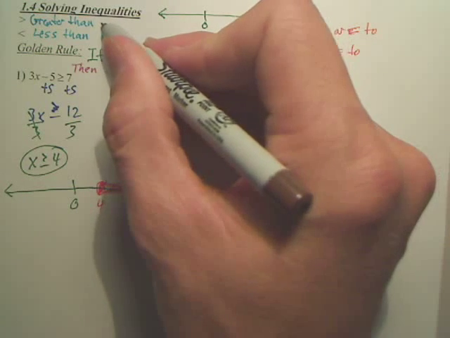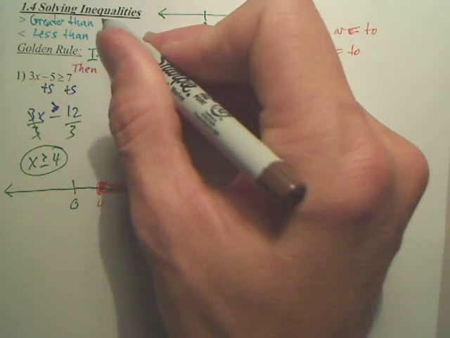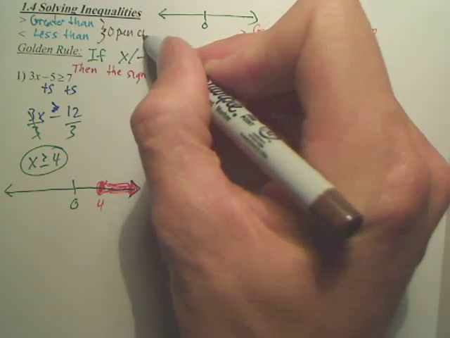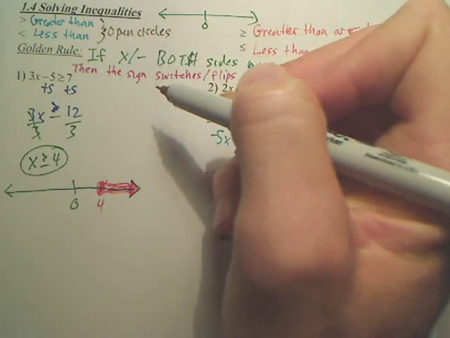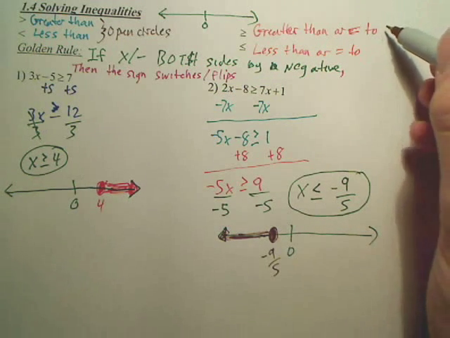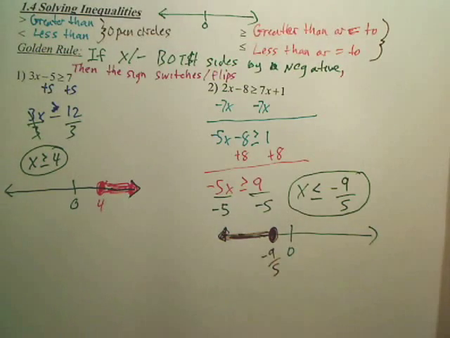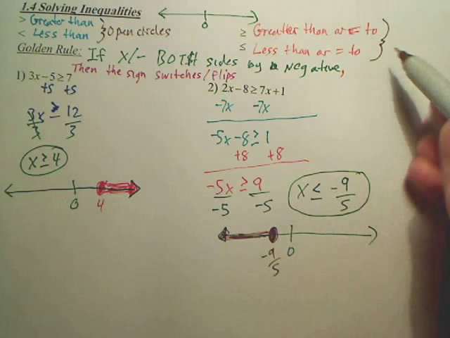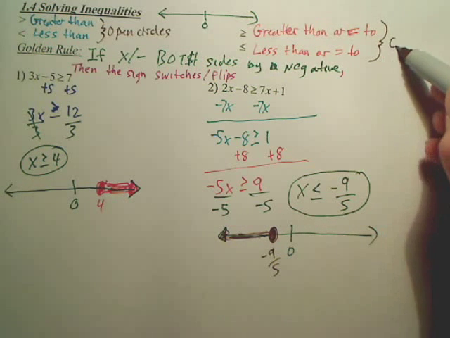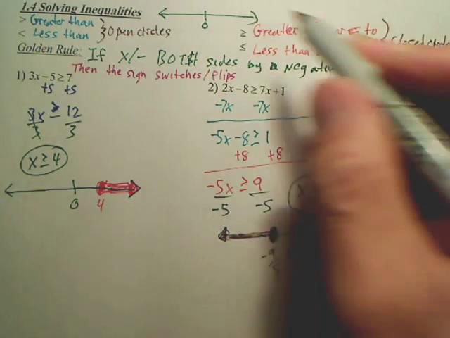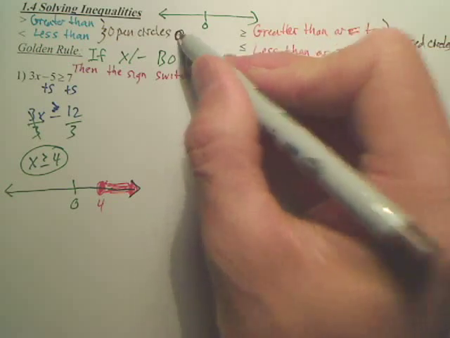So, going back up to here, do you understand these are going to be open circles? Is that okay? And what are these going to be? These are open circles because there's no line underneath. These are going to be closed circles. Closed circles look like that. Open circles.